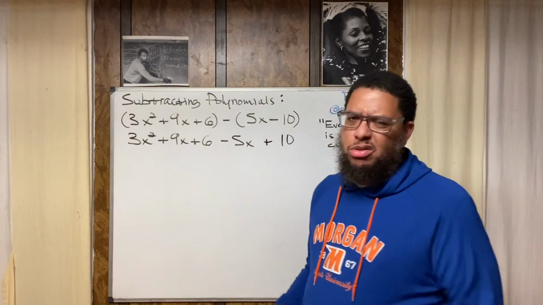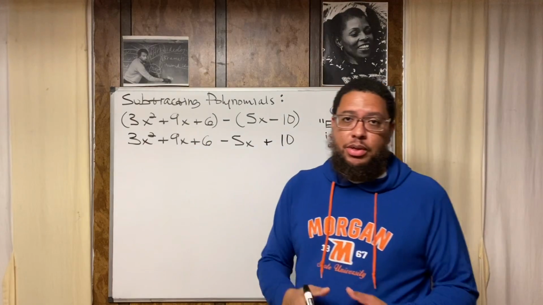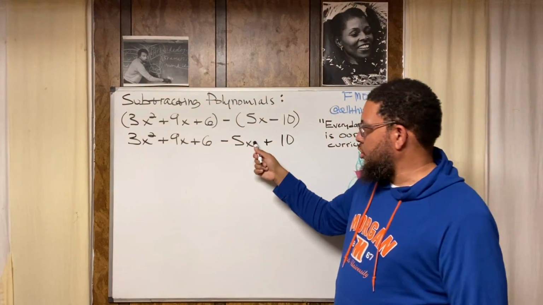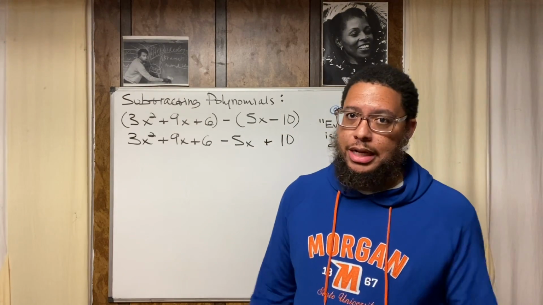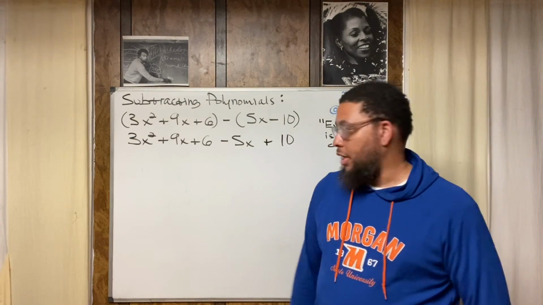Now, some people might say, but I don't see no exponent. You're right, you don't. When your exponent is not written, that means the exponent is a positive 1. So this is x to the first power. This is x to the first power. It's all about the language. Math is a language. You just got to learn the language. Once you learn the language, a lot of things are going to start making more sense.